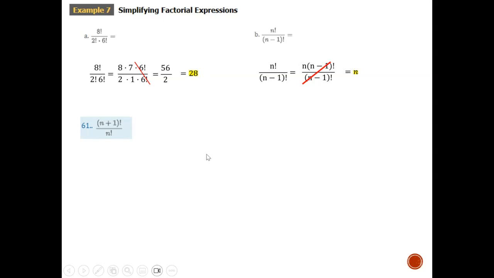Okay. This is 61 from the homework. This is similar to B. Now here, guys, we have n plus 1 factorial over n factorial, because the numerator is bigger than the denominator. So I'm going to try to simplify the numerator. N plus 1 factorial is equal to n plus 1 times n factorial. You see now, guys, the n factorials will be eliminated, so that's equal to 1. So n plus 1 times 1 is equal to n plus 1. That's your solution.